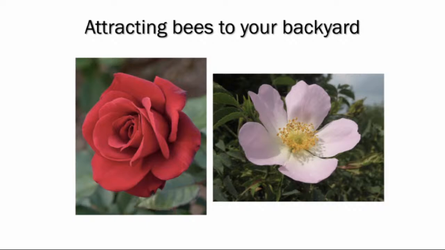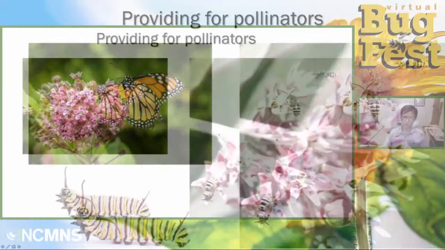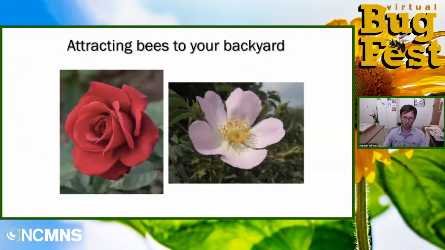Very good. Everyone's guessing the one on the right, because now we know sometimes these fancier flowers are not as attractive to bees. This is a wild rose on the right. Lots of bees like the wild roses. In my 20 plus years of studying bees, I have only seen one bee on this rose on the left, and I think it was just sleeping in there. I don't think it was actually foraging. So not all flowers are created equal.